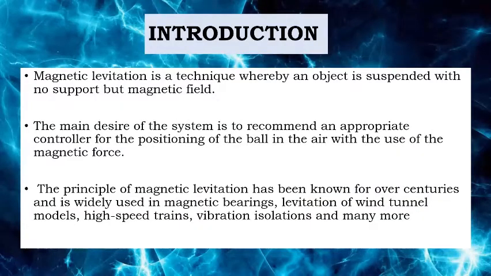Magnetic levitation is a technique whereby an object is suspended with no support but a magnetic field. The main desire of the system is to recommend an appropriate controller for the positioning of the ball in the air with the use of the magnetic force. The principle of magnetic levitation has been known over centuries and is widely used in magnetic bearings, levitation of wind tunnel models, high-speed trains, vibration isolations, and many more.